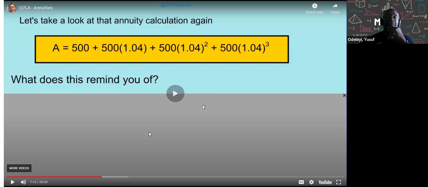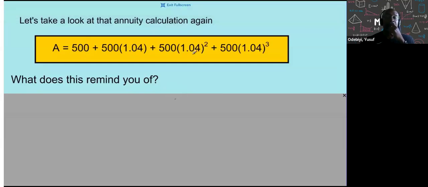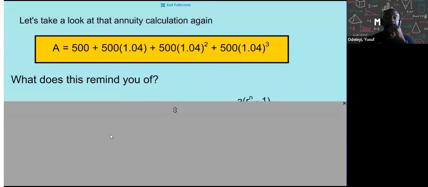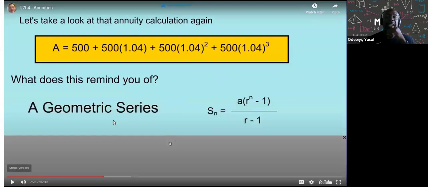Let's see. As we go from the first term to the second term, and the second term to the third term, notice we keep multiplying by 1.04. So this has to be a geometric series, because we're not adding the same amount. We're multiplying, my bad. Since we're multiplying, it has to be a geometric series.